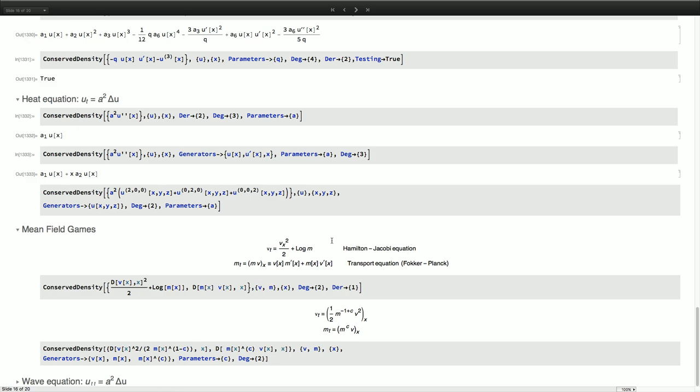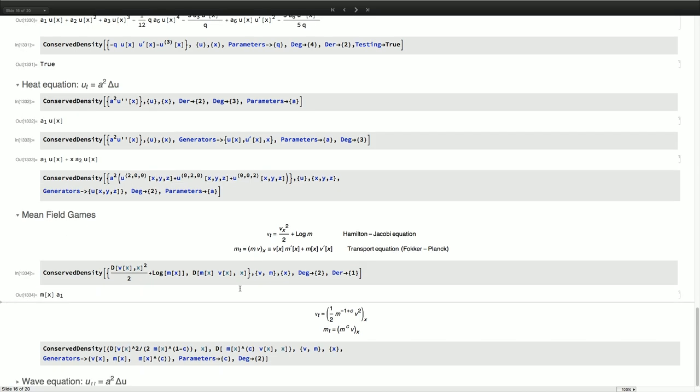The first one is the Hamilton-Jacobi equation, and the second one is the transport equation. In a more general case, it's Fokker-Planck. And let's find the conserved quantities of these mean field games PDEs. And here is another example of mean field games.